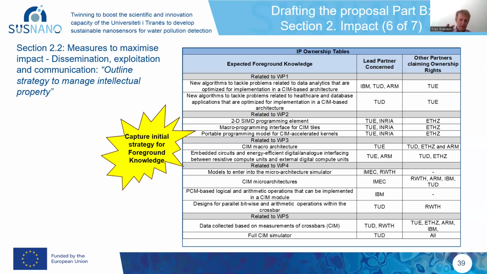Now, doing this goes down very well with the evaluators. They like to see this, that you're thinking already ahead. It's also extremely useful because if you win the project, if you get funding, you're going to basically need this table. You're going to need this information in your consortium agreement where you talk about intellectual property.